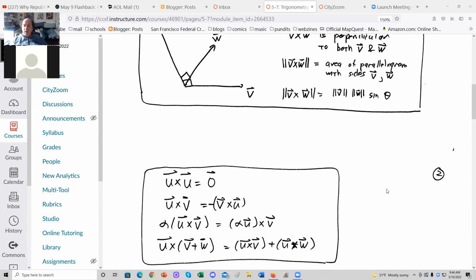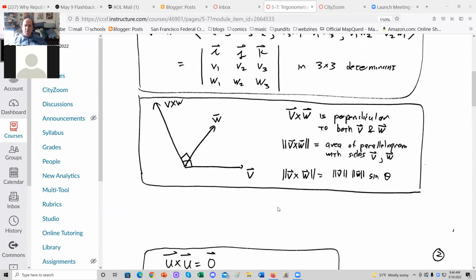Now, there are various rules. It acts rather like an ordinary product, except for a few unusual things. For example, U cross U is always the zero vector. Any vector crossed with itself is zero. U cross V equals minus V cross U, so it's what's called anti-commutative. If you multiply this way, you get a vector pointing this way, whereas if you multiply in the other direction, you get a vector pointing in the opposite direction.